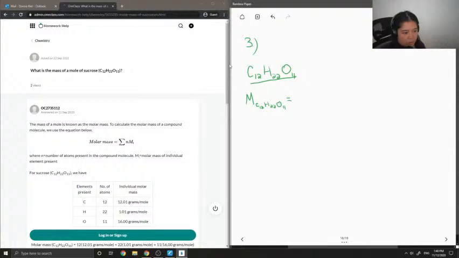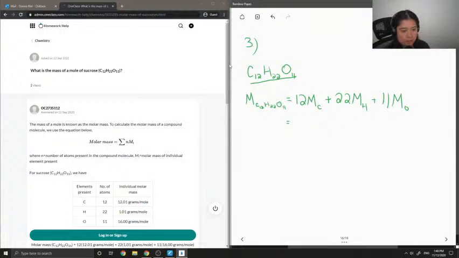So to find the molar mass of sucrose, it's simply the sum of all of the different atoms involved, but I'm going to multiply them depending on how many atoms are in a sucrose molecule. So since there are 12 atoms of carbon, I'm going to do 12 times the molar mass of carbon plus 22 times the molar mass of hydrogen plus 11 times the molar mass of oxygen.